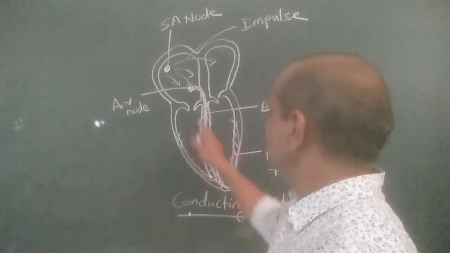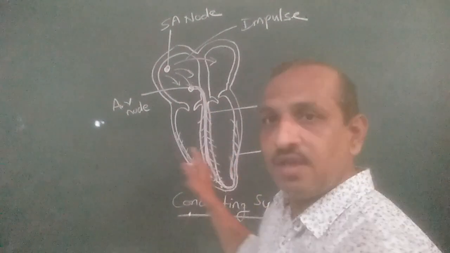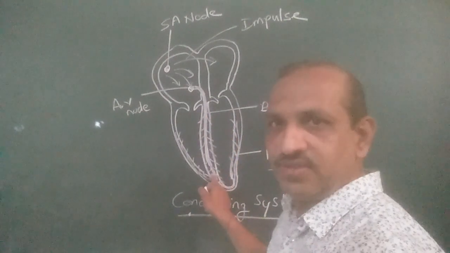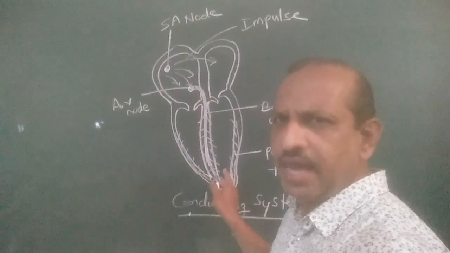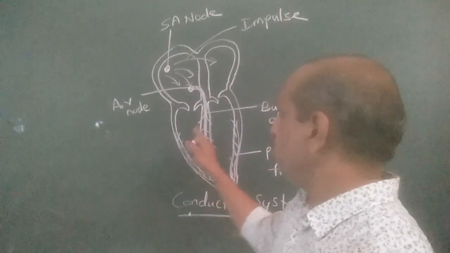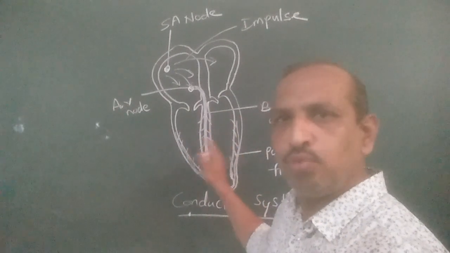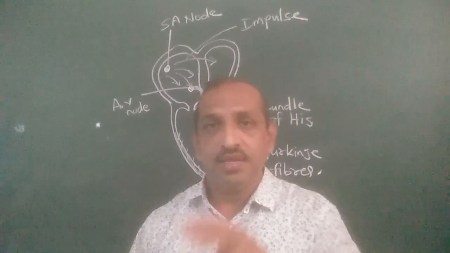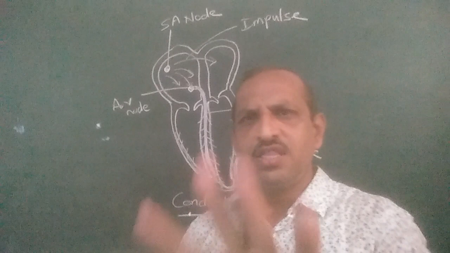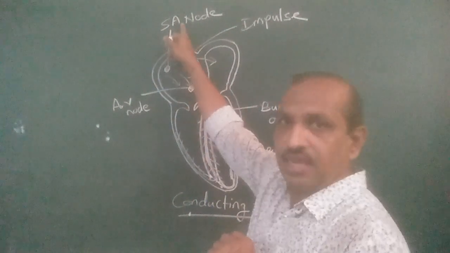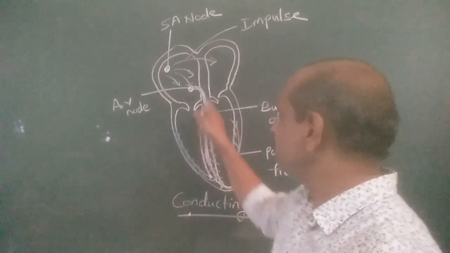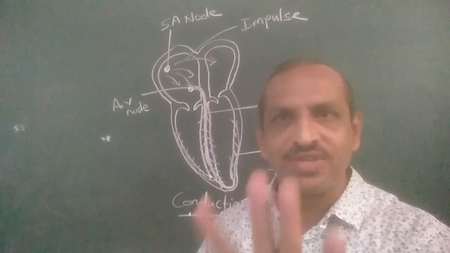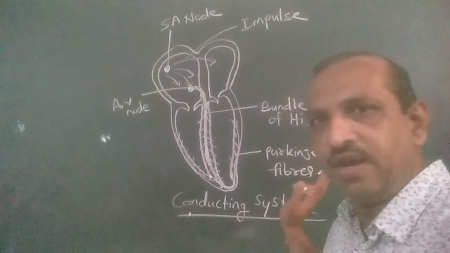Now this bundle of His runs through the septum which is present between the two ventricles, and from this bundle of His, microscopic fibers arise and spread over the total wall of both the ventricles. These fibers are called the Purkinje fibers. So the conducting system of the human heart consists of four different components: one is the SA node, second is the AV node, third is the bundle of His, and fourth is the Purkinje fibers.